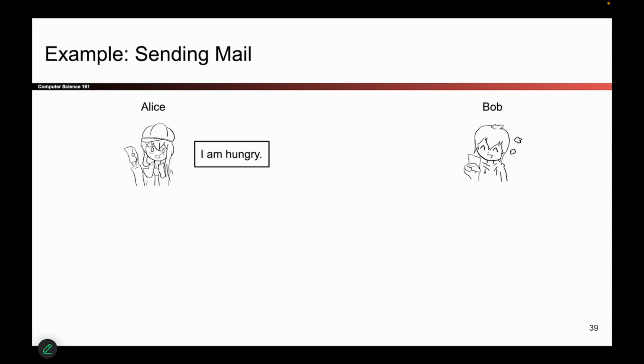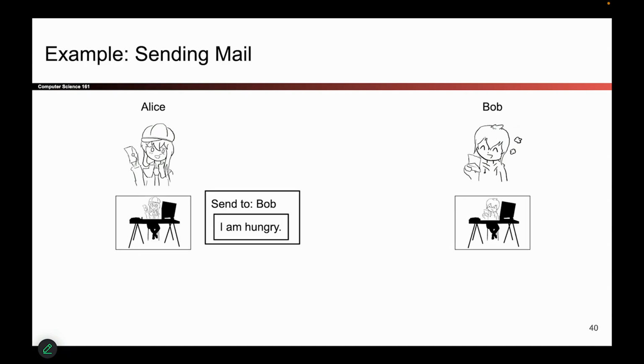Well, like any rich person, she's going to tell her secretary to send this message to Bob. So she'll say out loud, here's my message. Can you please send this to Bob? And then Alice's secretary will take the message and put it in an envelope. And in the envelope, the secretary will write that the message is from Alice, and it should be sent to Bob. So what the secretary has done is the secretary has wrapped an envelope around Alice's original message.